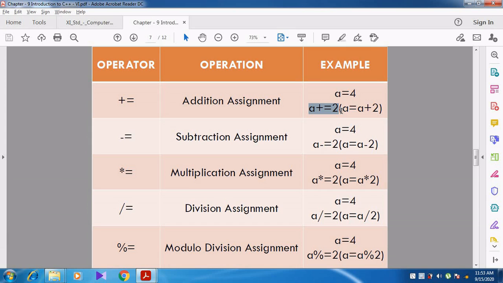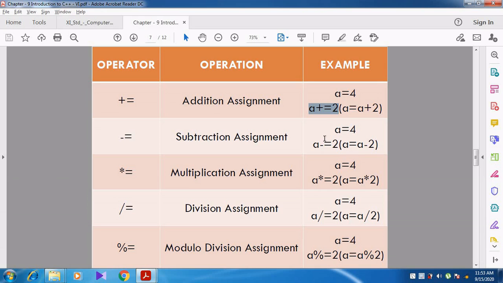A plus equal to 2 means what will happen? A equal to A plus 2. Now what is the value of A? The value of A is 4. So 4 plus 2 is 6. Again A equal to 6. Now 6 is assigned to A. Can you understand, students? Right.